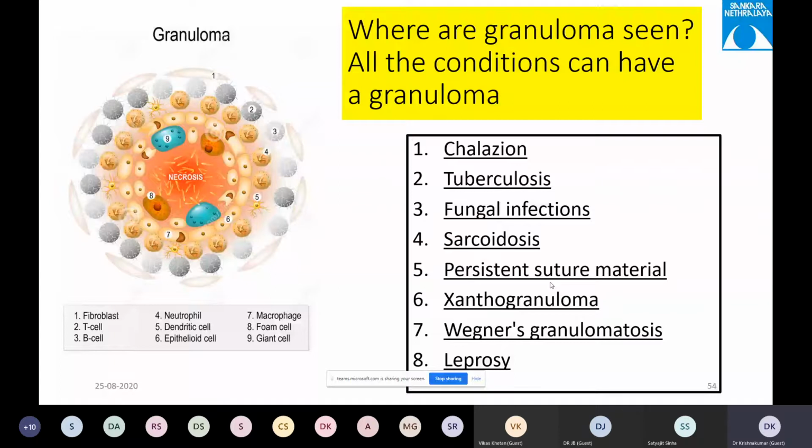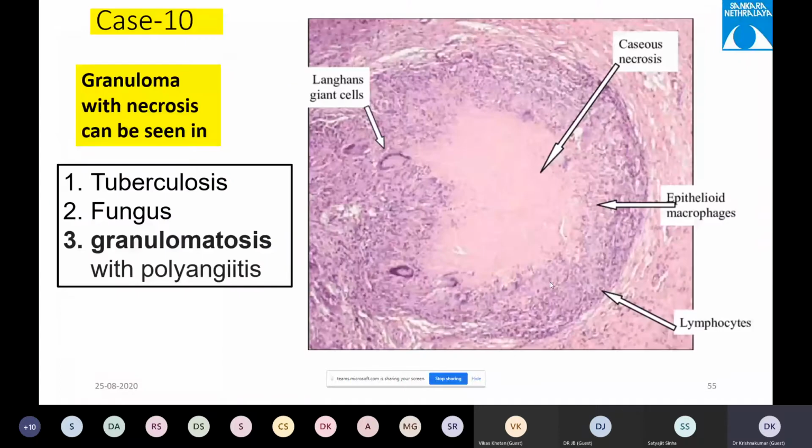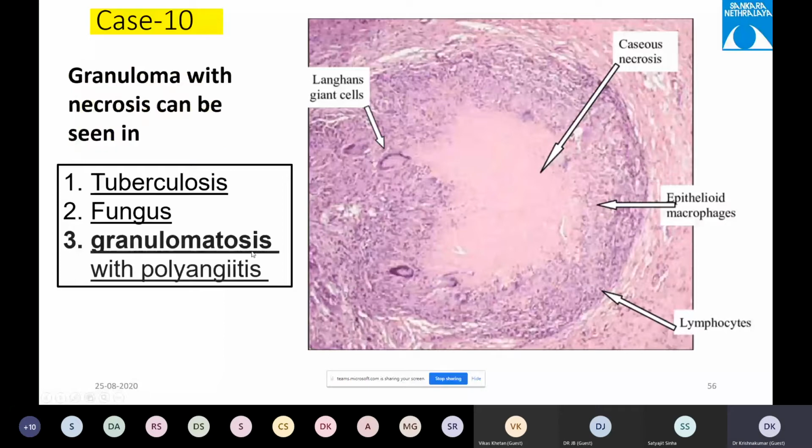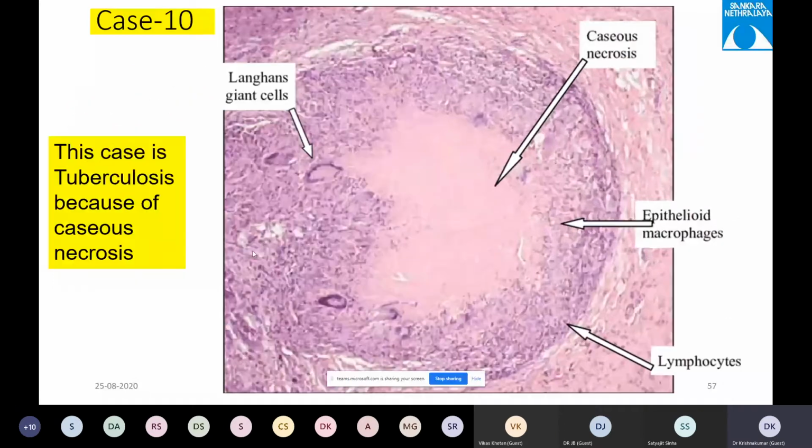granulomas can undergo necrosis. So, see that this is a granuloma with a necrosis. This granuloma with necrosis can be seen in TB, fungus, and also in Wegener's granulomatosis. So, whenever a granuloma has necrosis, these are the three top conditions which the pathologist thinks of. But this is a caseous necrosis, so this is tuberculosis. You find the central caseous necrosis, you find the U-shaped Langhan type giant cell, you find the macrophages, epithelioid cells, and inflammatory cells. This is tuberculosis.